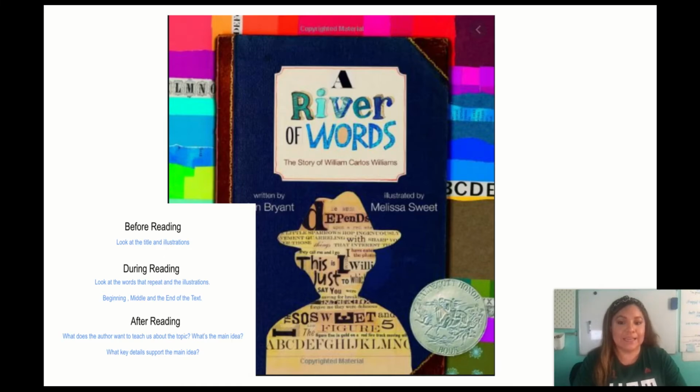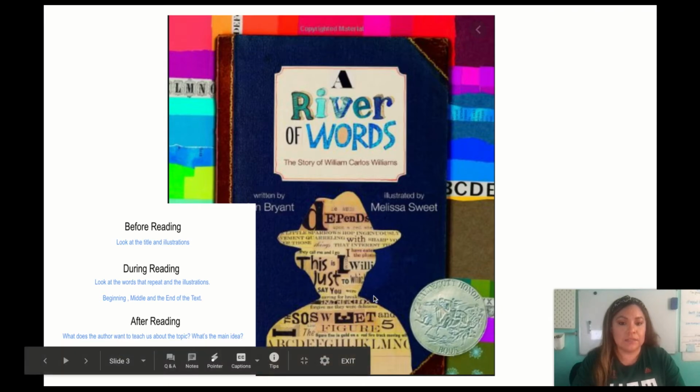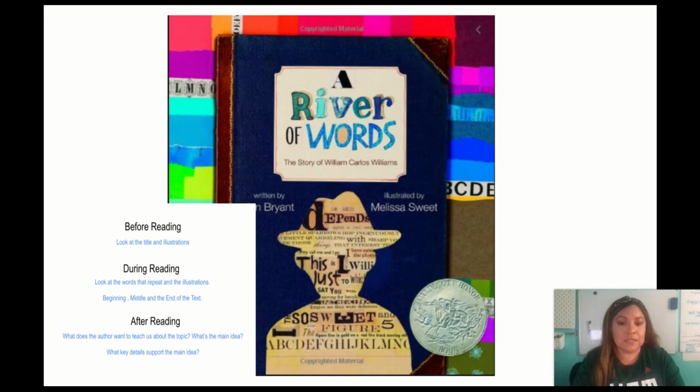All right. So like I said, the first step is to, before reading, look at the title and illustrations. I see the title, A River of Words, and at the bottom in small print, it says The Story of William Carlos Williams. So I think this book is about William Carlos Williams, and it's a story about him. And if I look at the illustration, I see this silhouette of a person and I could say that it's William Carlos Williams. It looks like a man with a hat. So that must be William Carlos Williams.